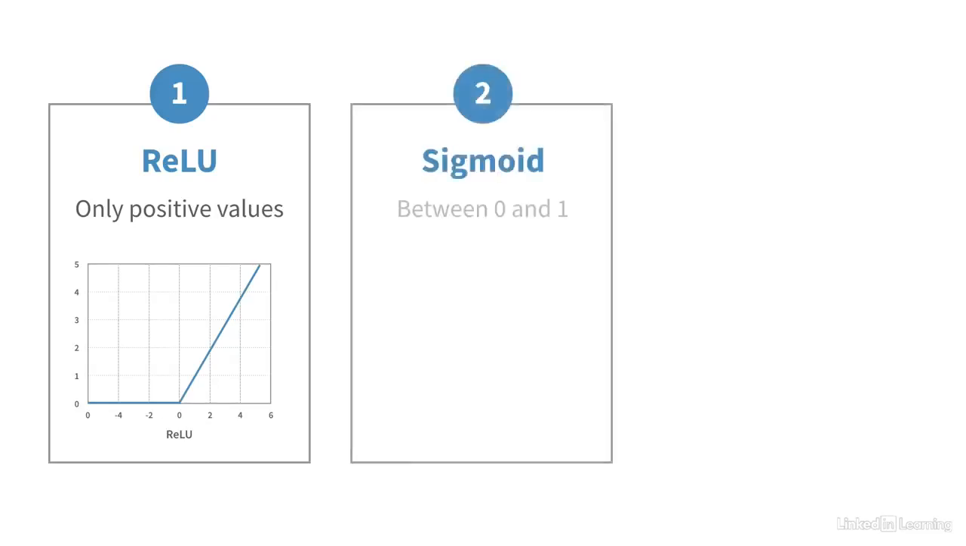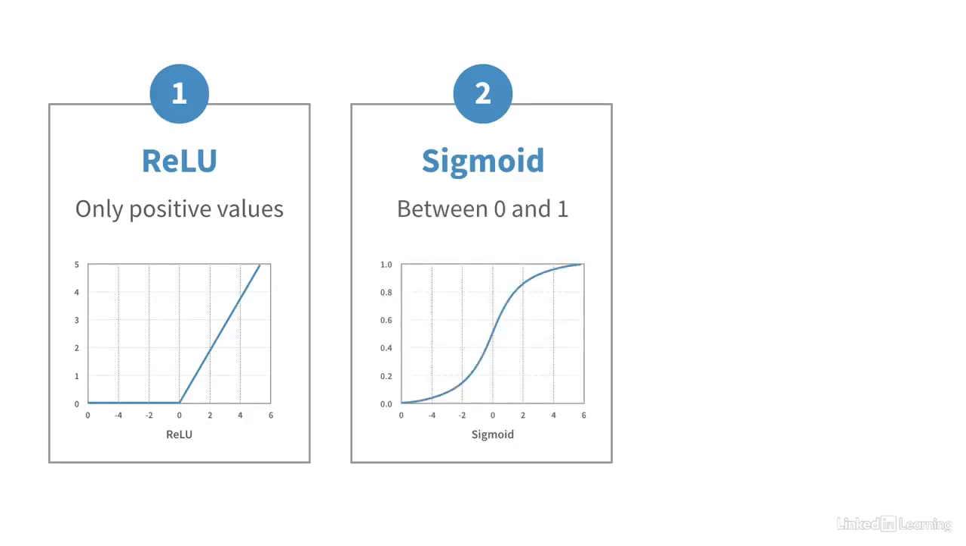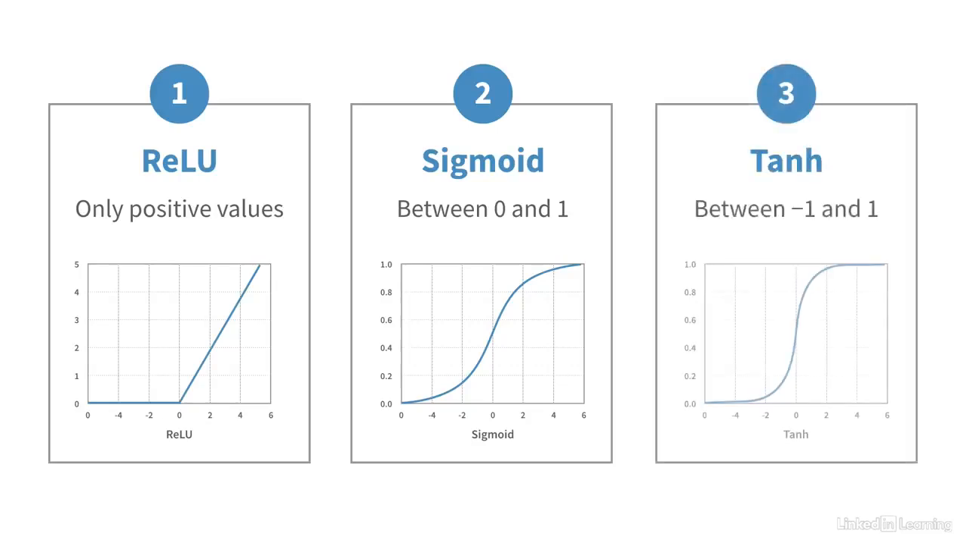The sigmoid function is a nonlinear function that has a sigmoid shape. It's often used in neural networks because it can produce outputs that are between 0 and 1. The tanh function is similar to the sigmoid function, but it has a range of -1 to 1. And this makes it a good choice for neural networks that need to output values in this range.